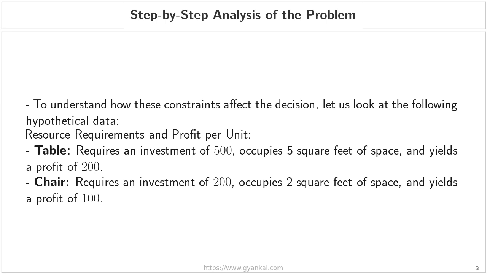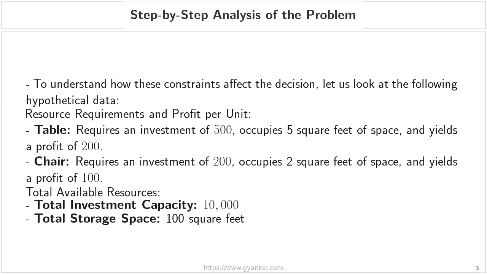First, let's look at the resource requirements and the profit per unit for each item. For a single table, it requires an investment of $500, occupies 5 square feet of space, and yields a profit of $200. Now, looking at the chair, it is a bit cheaper and smaller. It requires an investment of $200, occupies 2 square feet of space, and yields a profit of $100.